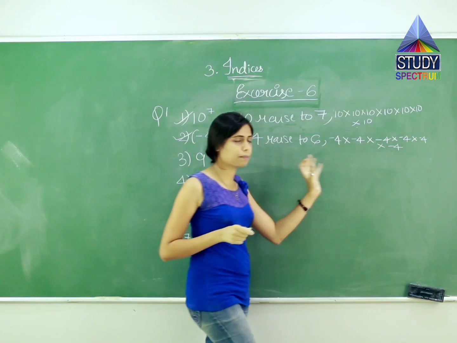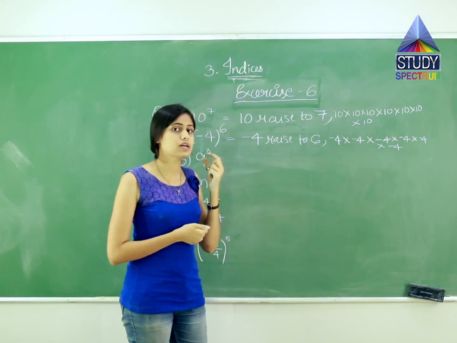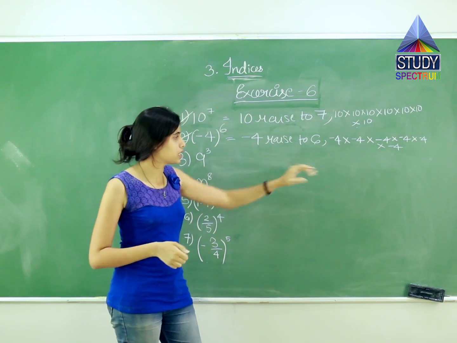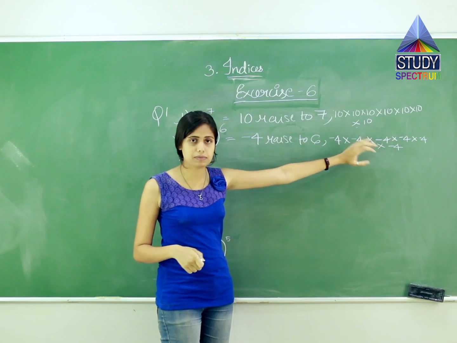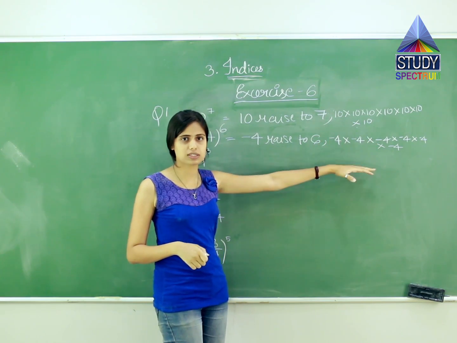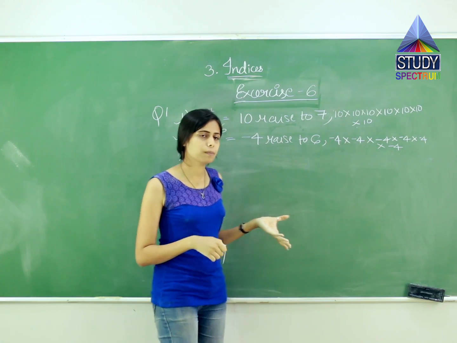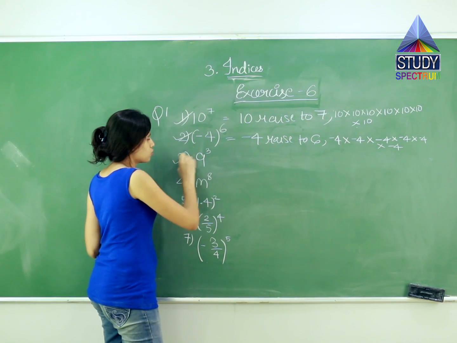So we have written base how many times? Index times. Base index times is the product form. So our here base is -4 and 7 times writing the base with the multiplication sign is what? Product form. Now let us move on to the next question.